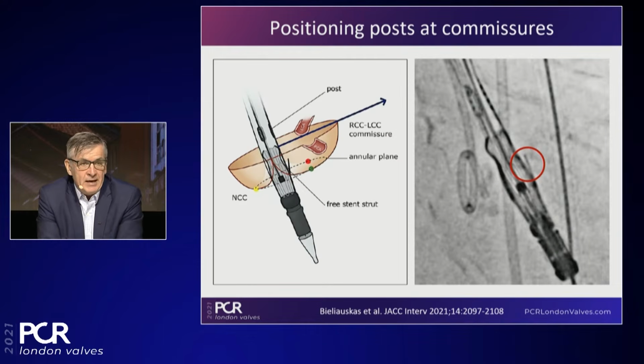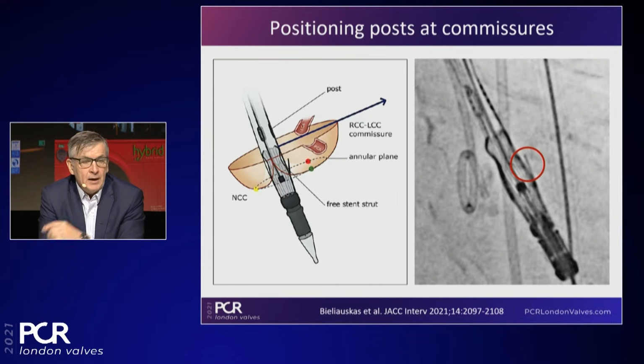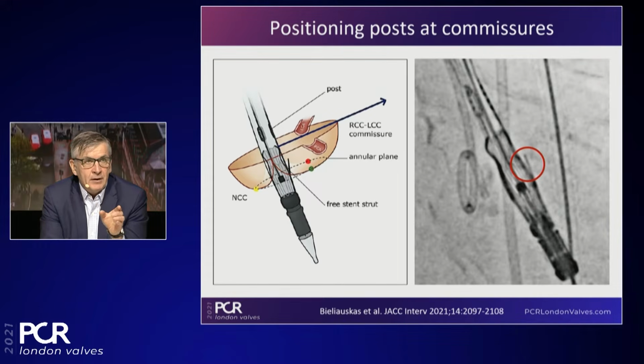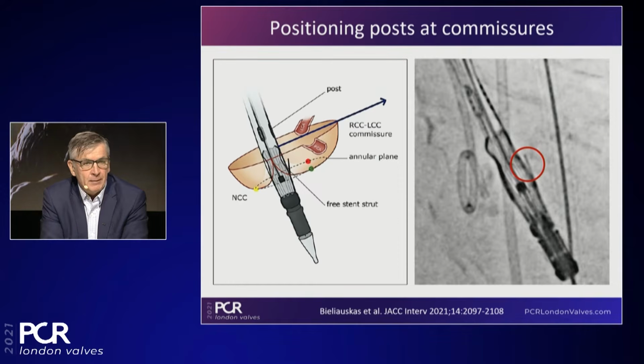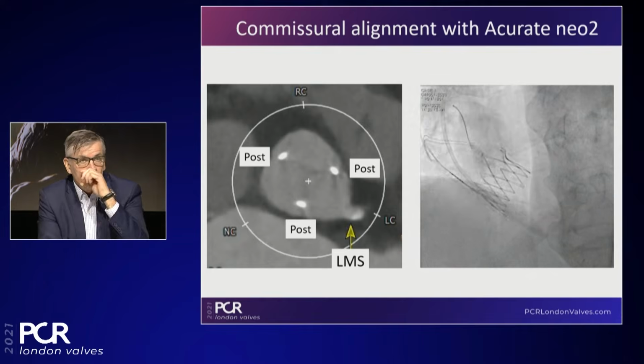So here you can see with the ACURATE Neo2 valve, it's now across the aortic valve. You go to a cusp overlap view, right and left cusp are overlapped. You have the commissure between those two cusps pointing to the right of the screen. And on the ACURATE Neo2 valve, there is what we call a free stent strut, which is located just at the position of one of the leaflet posts. So the only thing you need to do is to torque the delivery system until you see one of these three free stent struts pointing to the right of the fluoroscreen. That's going to give you commissural alignment.